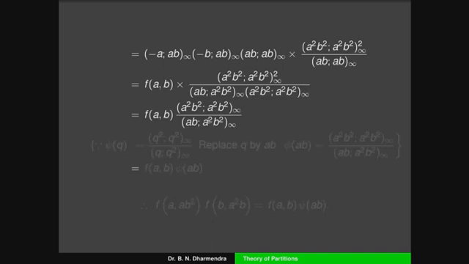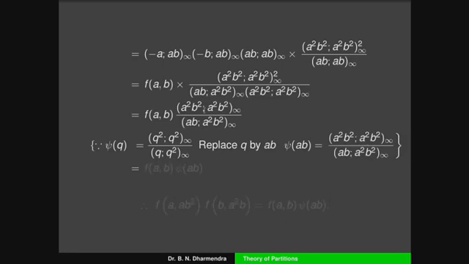So xi of q can be written as q square infinity divided by q square infinity. We can replace the term q by ab. We have to know that the statement of xi of q is q square infinity divided by q square infinity in terms of a q product. We have to replace q by ab, that can be written as xi of ab is equal to a square b square infinity divided by ab a square b square infinity.